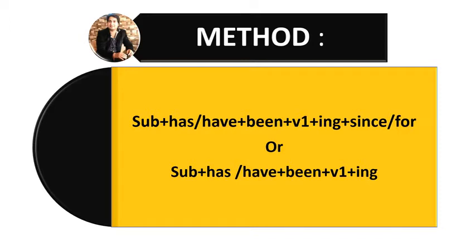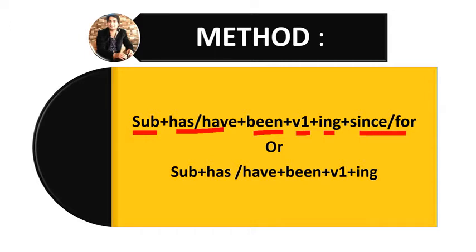Dear students, as far as the method of present perfect continuous tense is concerned, it has a subject, then has or have. You can use either one of them depending upon the subject. Then it has been, which is used with all of them. Then there is V1 plus ing. Then something very important, that is since and for.